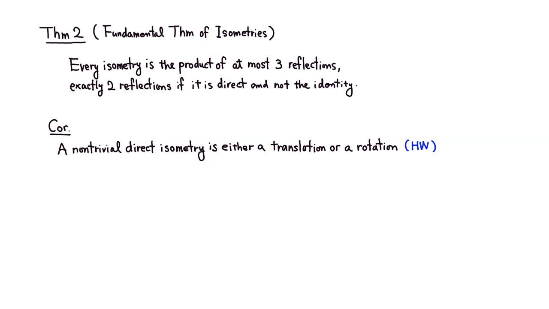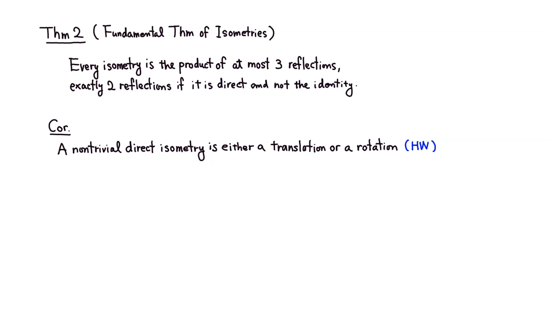direct isometry is either a translation or a rotation, right? So this is just a corollary of Theorem 2, so you can use Theorem 2 to make this conclusion, but this is given as homework.